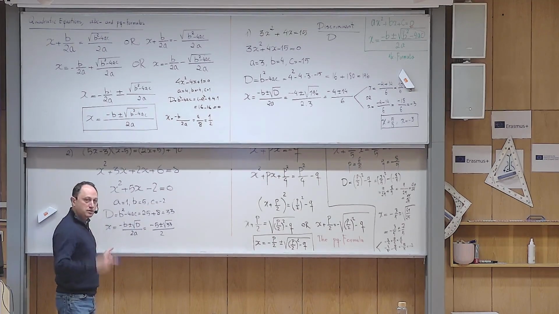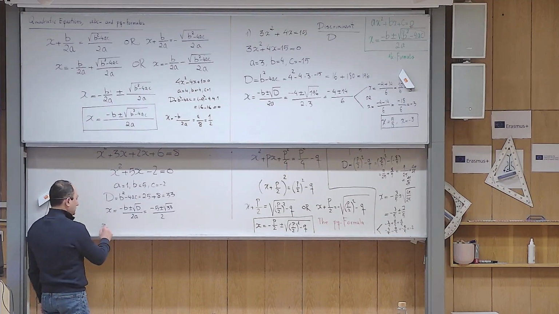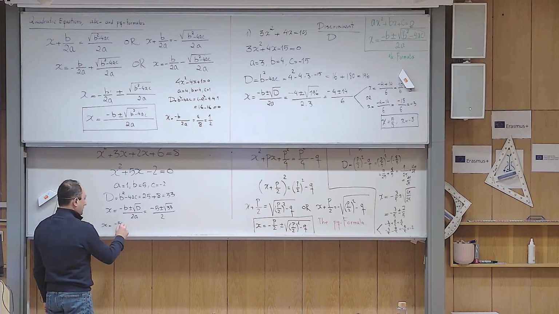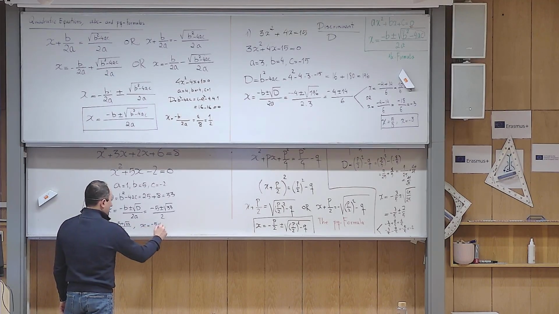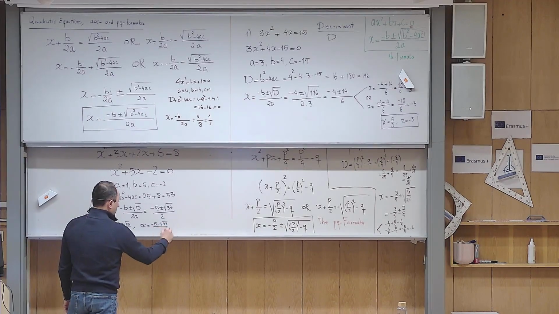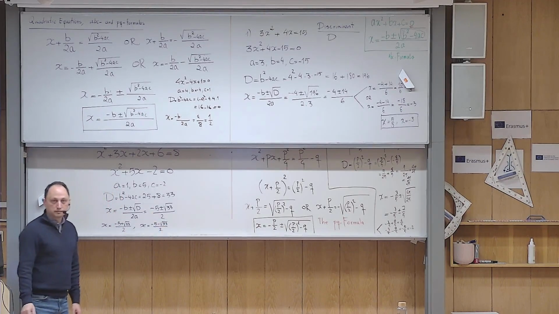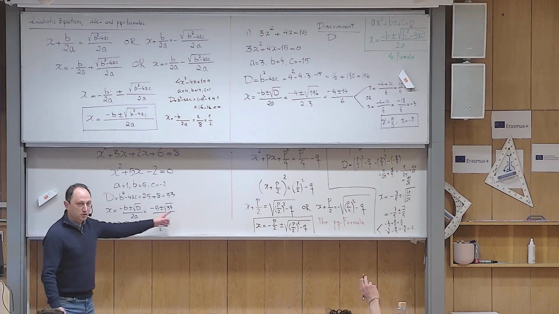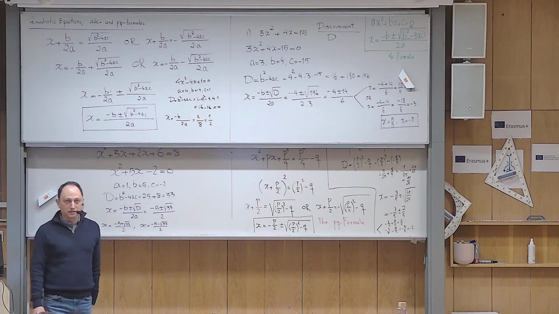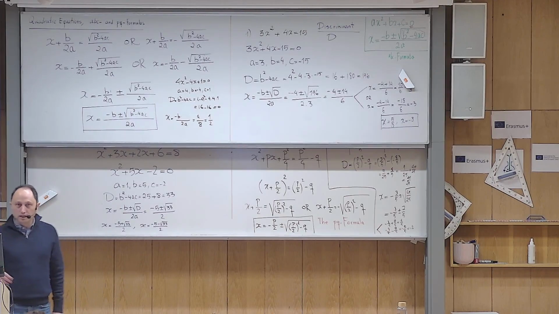So how many answers did I get? 2. One of them is what? Minus 5 plus square root of 33 divided by 2. The other answer is minus 5 minus square root of 33 divided by 2. So somehow you are luckier if this is not a perfect square, because you just stop there. Okay? Any questions?